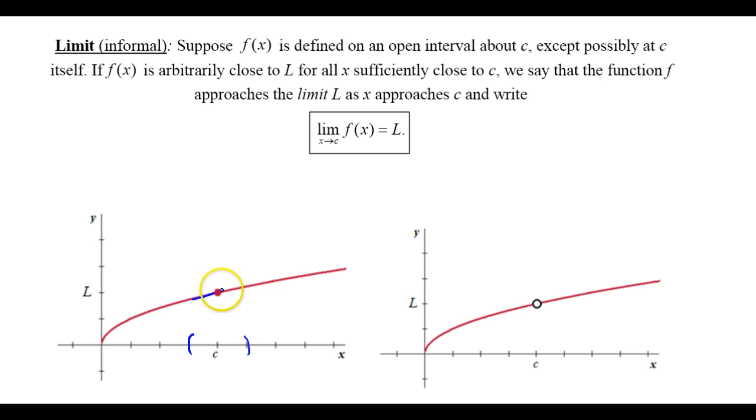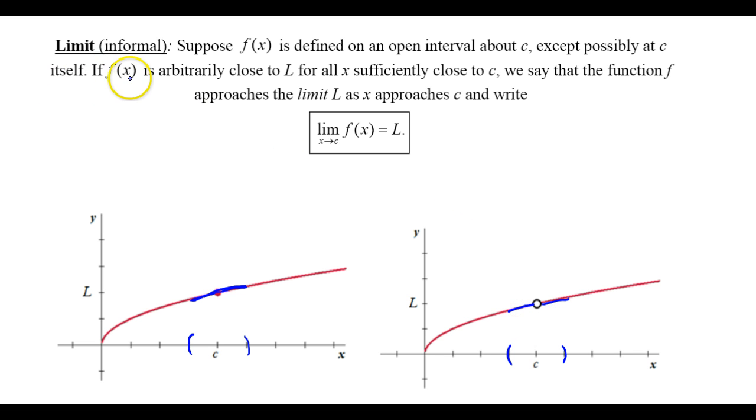So I'm defined all along the curve, except possibly at c itself. So it's possible that at c, the function is not defined and there's an open circle. Well, this function that I've shown here is defined at c. There's a filled in circle. So this is just a curve that keeps going and there's no missing function value at c. So this second image here shows that possibly at c, the function may be undefined. So we could create an open interval here and say that the function is defined everywhere in this interval except at c itself.